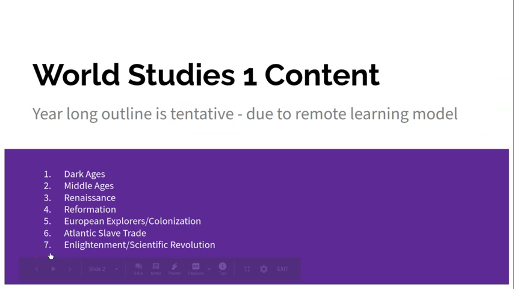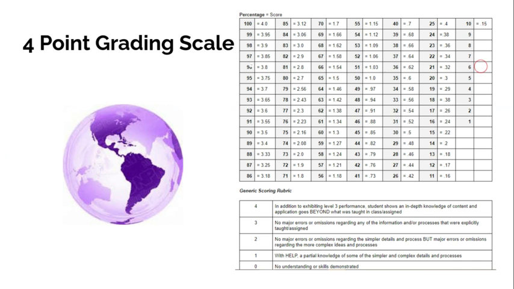So for World Studies 1, which is my freshman class, the same thing goes as far as we're going to try to get to all of these topics as best we can. We're going to start out with the Dark Ages, which of course includes the bubonic plague, which everybody loves. Move on to Middle Ages, the Renaissance, Reformation, European explorers and colonization, the Atlantic slave trade, and the Enlightenment and Scientific Revolution. Now, what I'd like to do is move on to my 4-point grading scale.